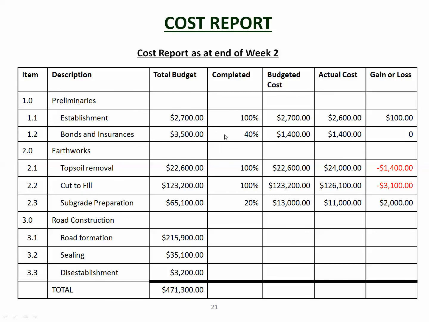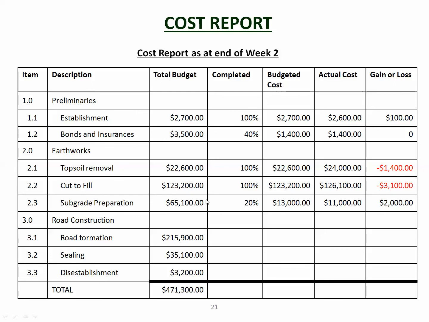So the bonds and insurances, 40% complete. We budgeted 1,400 and it's cost that much, so no gain, no loss. It's sort of working out okay. Topsoil removal, 100% complete, and looks like we made a bit of a loss on that. So we said we'd do it for $22,600, it's cost us $24,000. We've made a $1,400 loss, and there's nothing we can do about that.